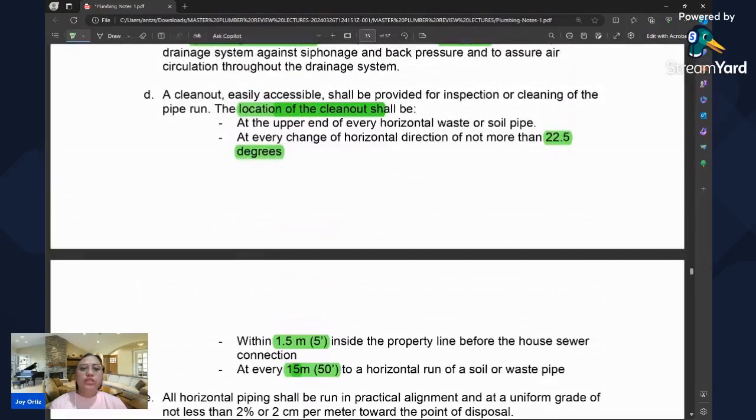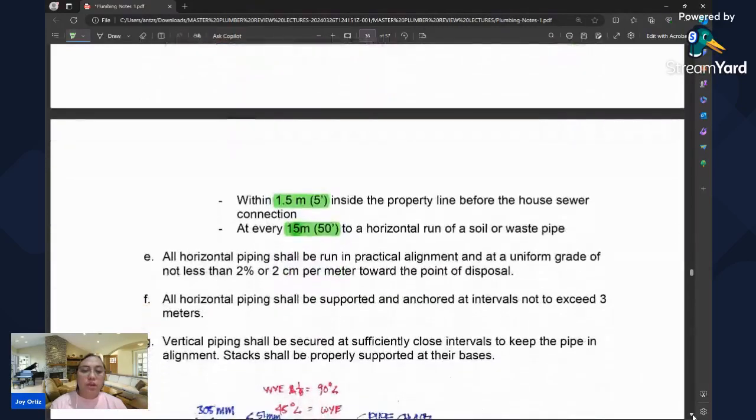So this is the location that we should remember. It should be at the upper end of the horizontal waste or soil pipe. It should be at the upper end, at the dulo, and at every change of horizontal direction of not more than 22.5 degrees, and within 1.5 meters or 5 feet inside the property line before the house sewer connection, and at every 15 meters or 50 feet of a horizontal soil pipe.